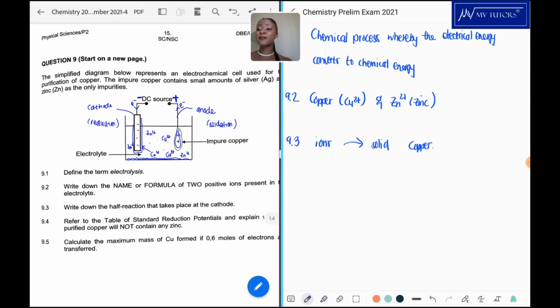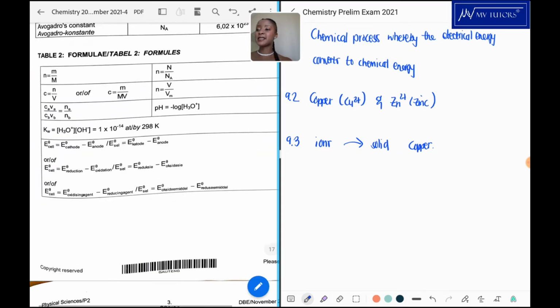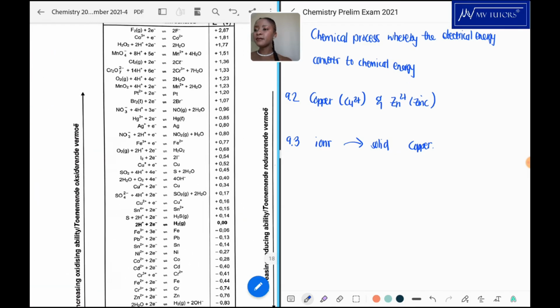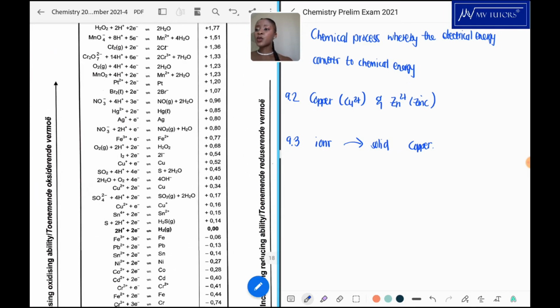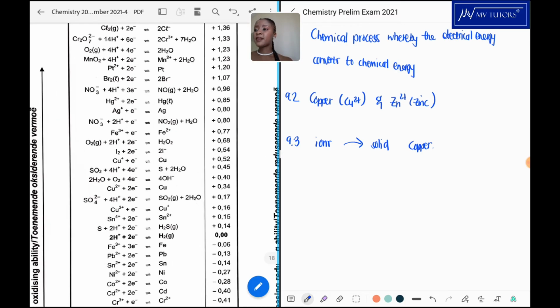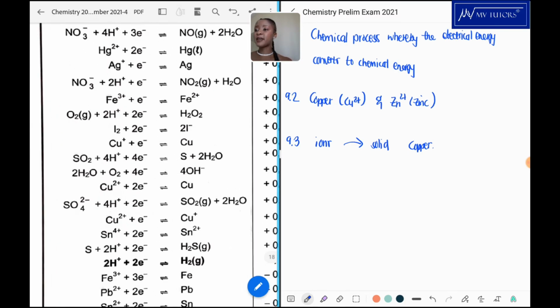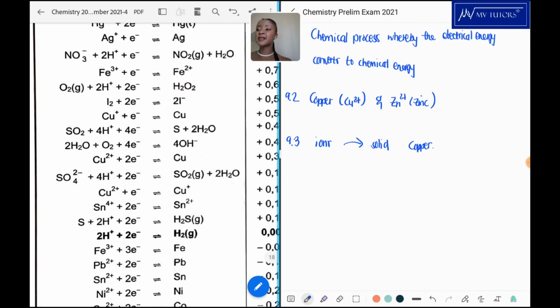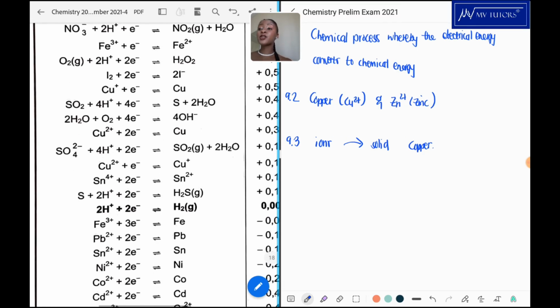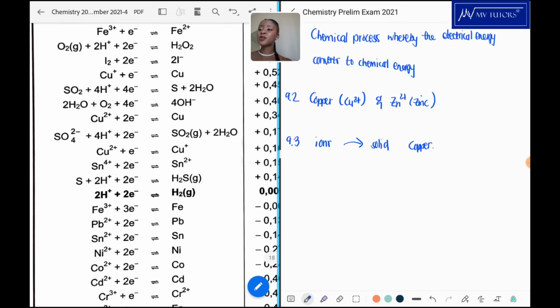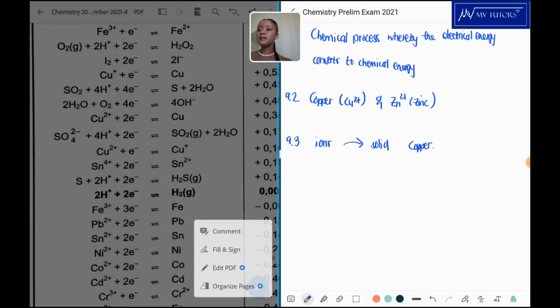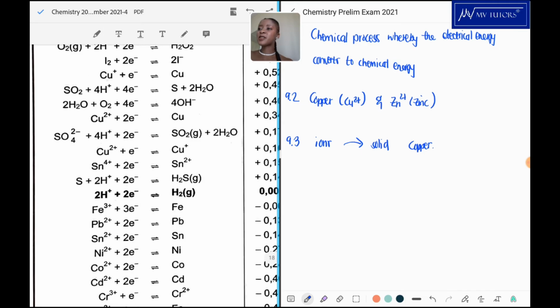Let's write down the half reaction, but let's have a look at our table here. So we have copper 2. There are quite a few coppers. There's one here, copper plus, plus e. That's not the one we're looking for. We're looking for copper 2 plus. So there's this option here.